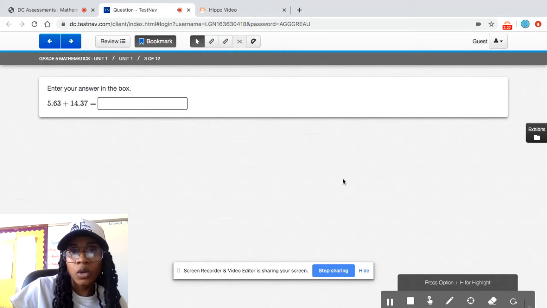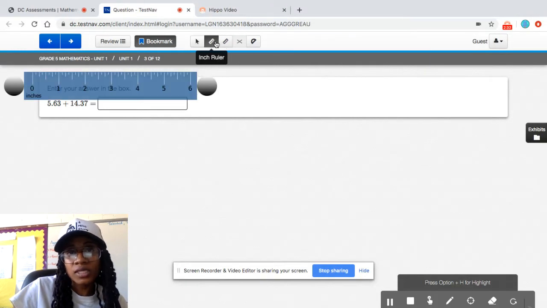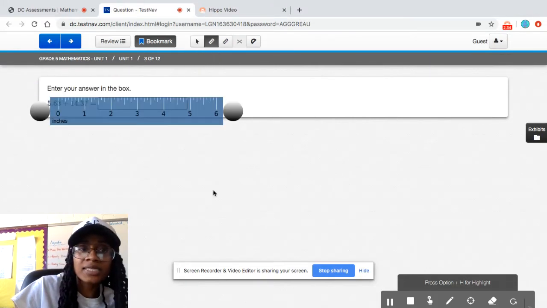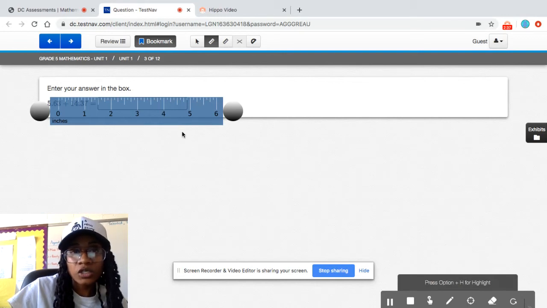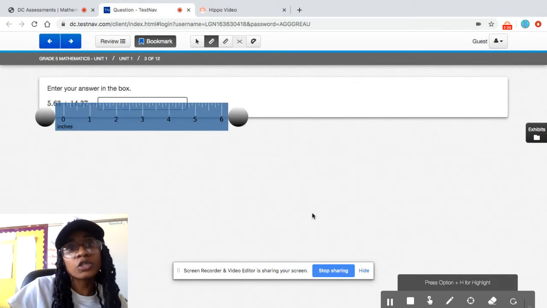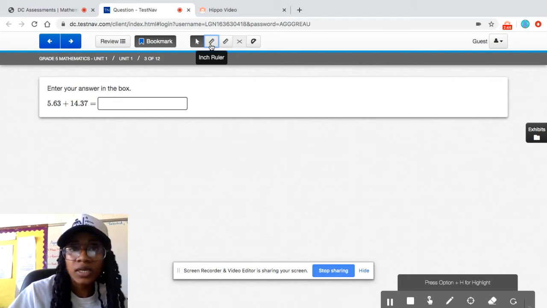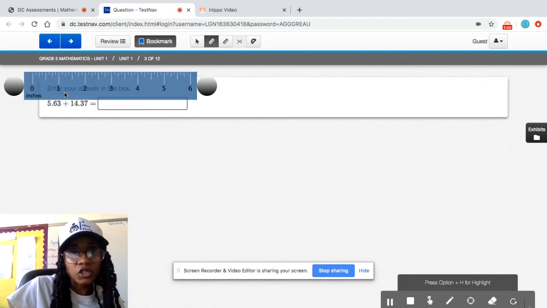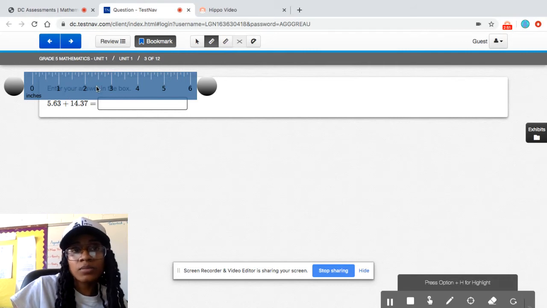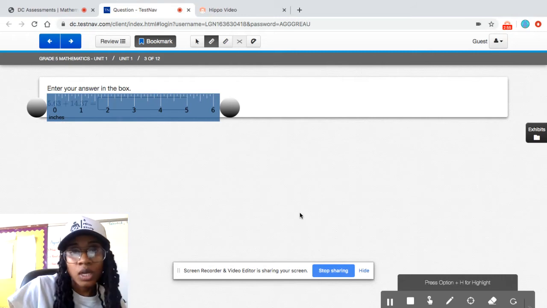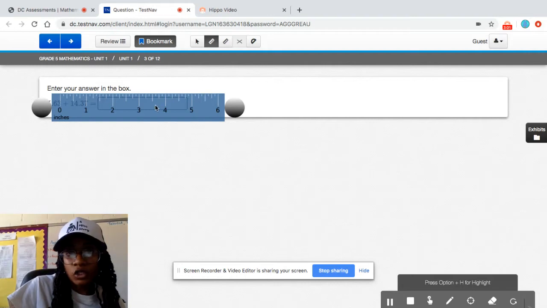But we have a few tools that are specific to math. And so the inch ruler and the centimeter ruler are generally the same. However, we just want scholars to understand that they should be using the correct ruler, inches for inches and centimeters for centimeters. So one of the things I want scholars to understand is when the inch ruler comes up, there's 2 ways to manipulate it. To move the ruler to where you need it to be, you click on the blue part and you move it to wherever it is that you need to move it to.